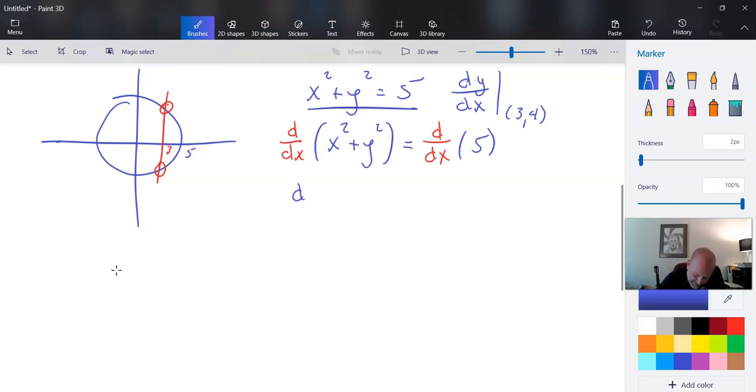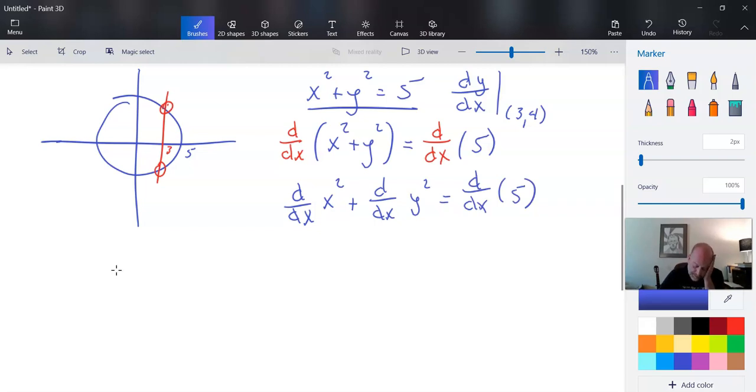So I need d/dx of x squared, and then I need d/dx of y squared. You can see there's going to be a problem here, because this is a y and I'm taking the derivative with respect to x. So this is where it's going to come out. And then the right-hand side, which hasn't changed.